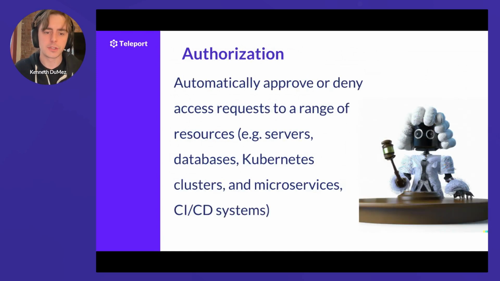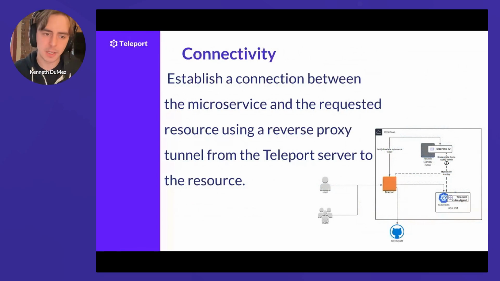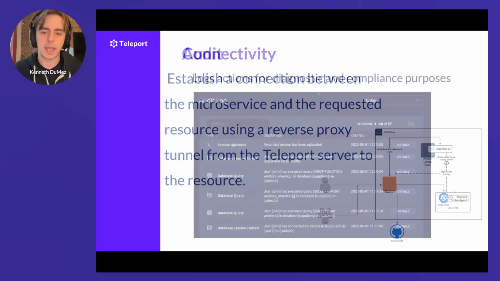Authorization. So Teleport automatically approves or denies access requests to a range of resources like servers, databases, Kubernetes clusters, microservices, CI/CD systems. So once that piece of automation presents that certificate to Teleport, Teleport will then validate that cert, making sure that all these pieces of infrastructure have valid access. Connectivity. So we're going to come back to this diagram in a second. But Teleport also establishes connection between the microservice and the requested resource using a reverse proxy tunnel from the Teleport server directly to the resource.